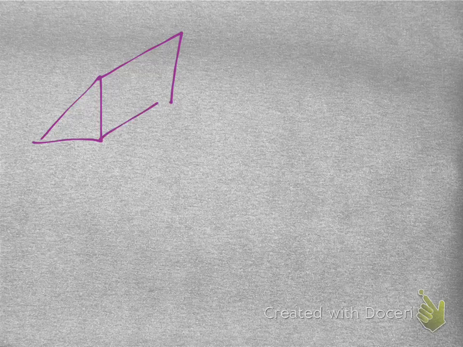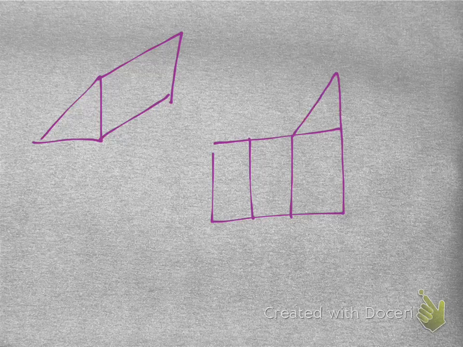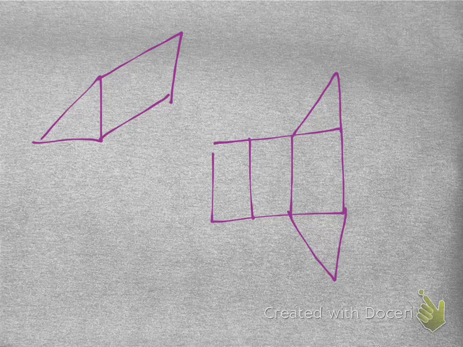Alright, number 11 wants you to draw the net of the shape that looks like this. It's a triangular prism. Well, triangular prisms have how many rectangular faces? So draw your rectangular faces first, and then attach your top and bottom base. That's it.